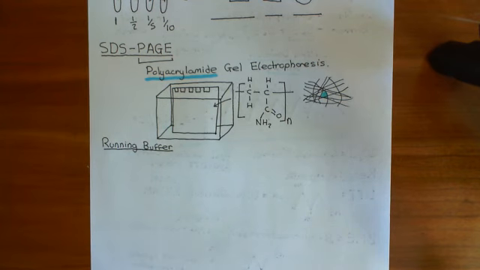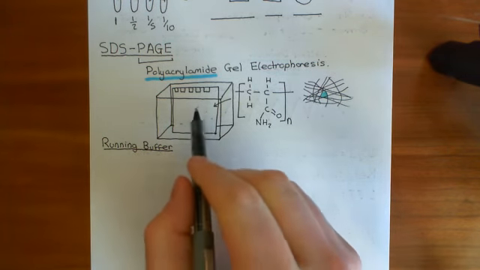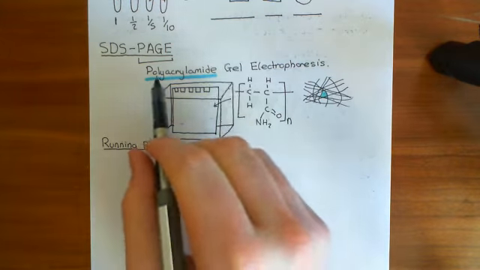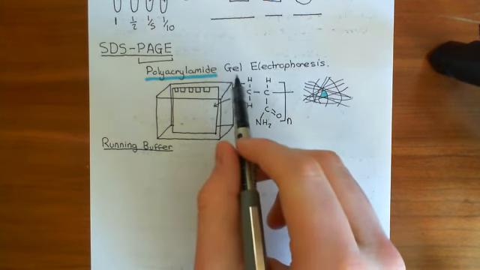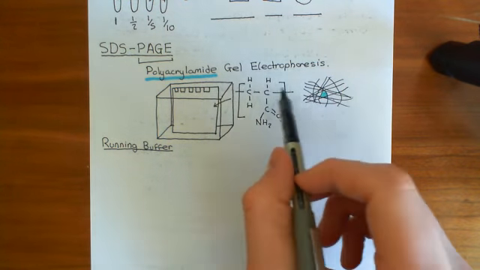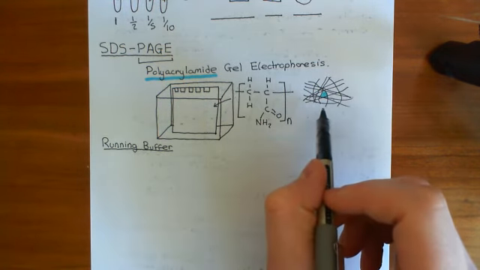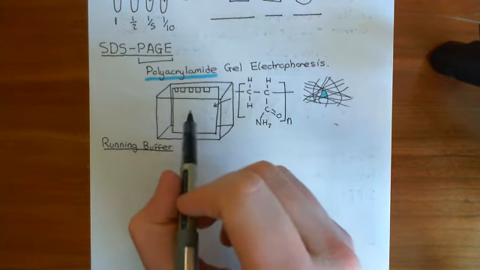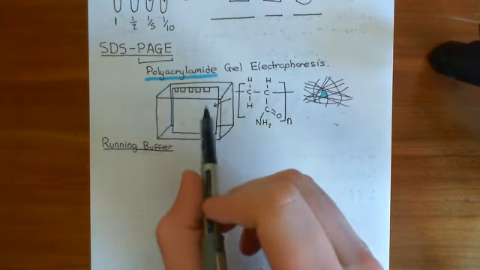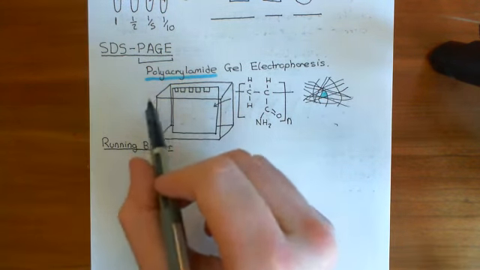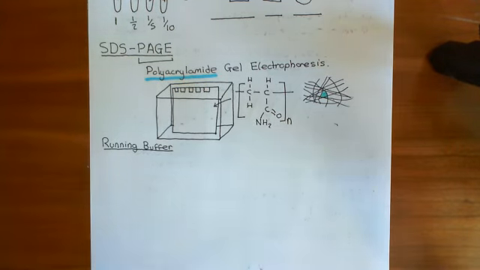Now, this running buffer will depend on what type of gel you're using. So, although you always use a polyacrylamide gel, the components of this gel are far more complicated than just polyacrylamide. You'll have other things in there as well, so depending on the other things that you have in there, that will determine your running buffer.